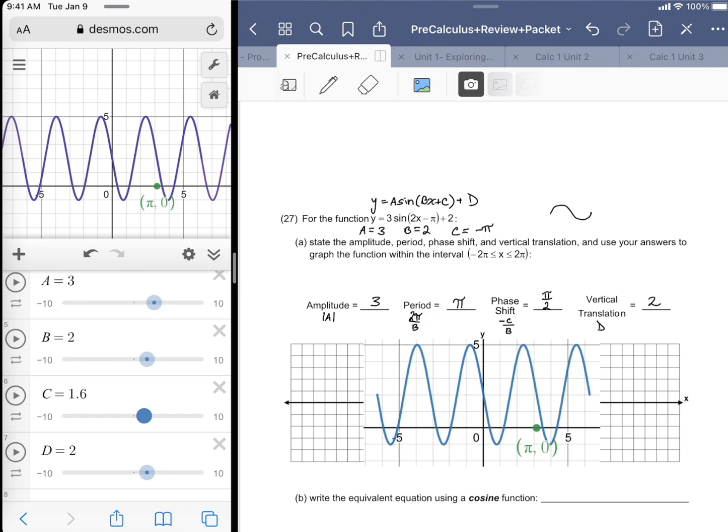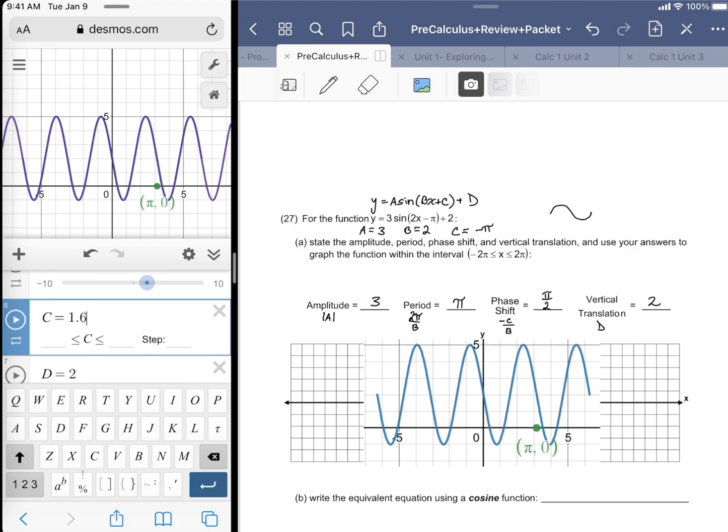Looks pretty good right there. 1.6, 1.7. That's a pretty decent fit, but it's not exactly going to fit. So if you're going to solve for anything in this problem, it's probably going to be the C value. But if you start thinking about factors of pi, because most of the time it involves a pi, if you're thinking about factors of pi that are close to 1.6, you might land on pi over 2. So what I would do here is type in pi over 2.